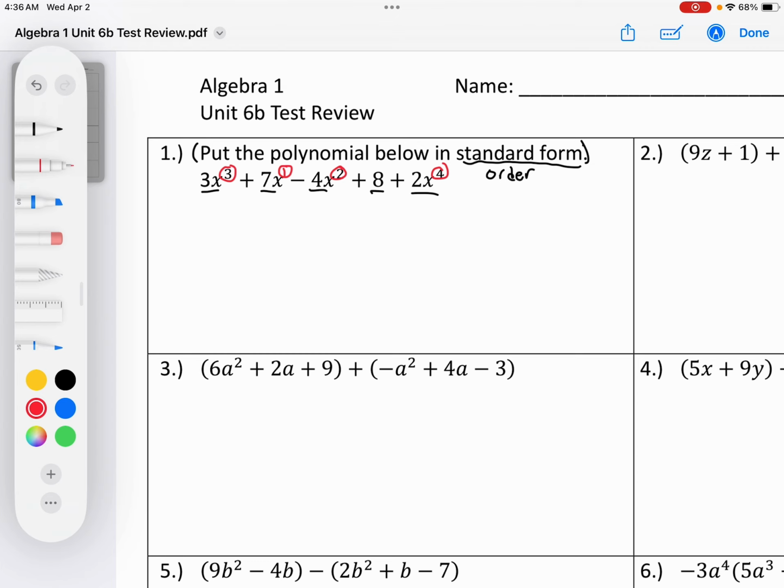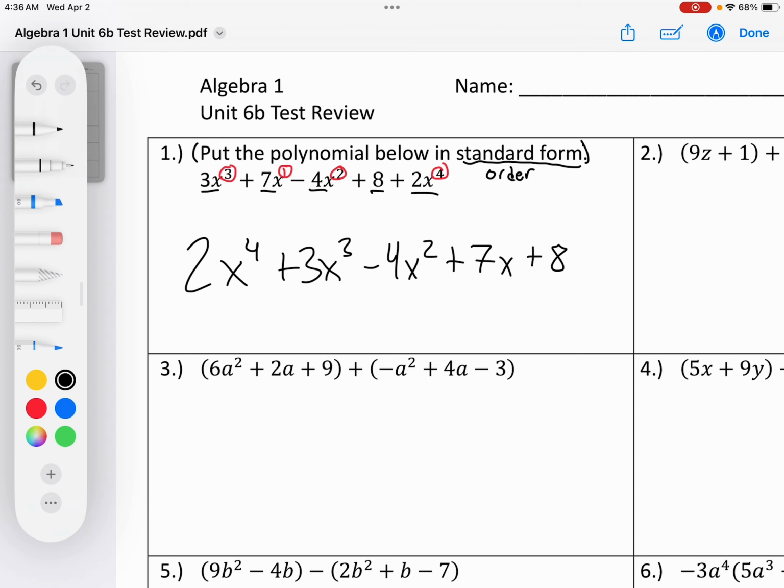So the 2x to the 4th, that's the one that I would start with. And then I do the 3x to the 3rd. Because it's positive, I'll put a plus sign. Then I would do the minus 4x squared. And then the plus 7x. And finally, the plus 8 that doesn't have the x at all. So that's really all we need to do.